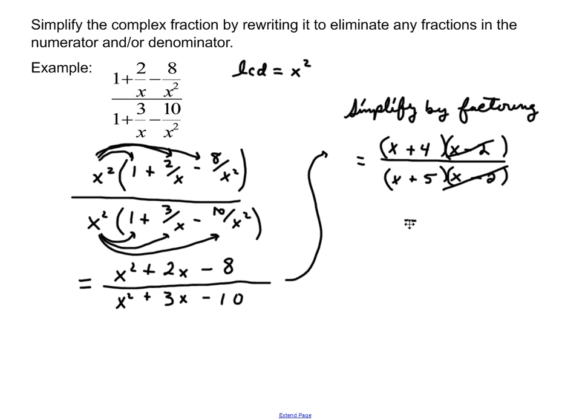So our reduced fraction in this case is x plus 4 over x plus 5. And provided that x does not equal 2, it is completely equivalent to the expression above.